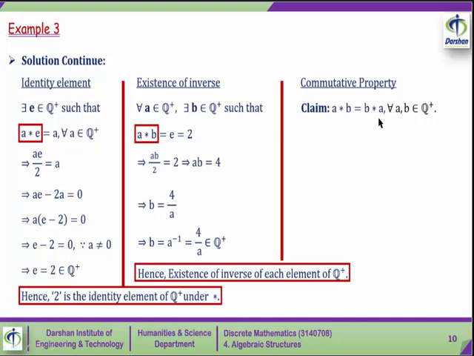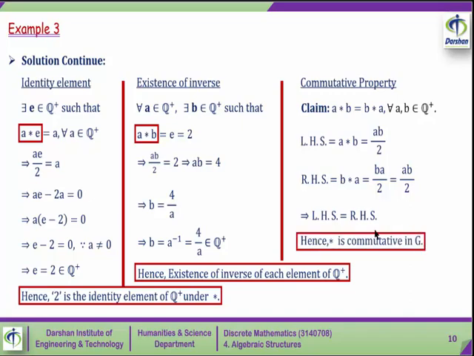This property holds for every A, B from Q plus. Now left hand side, which is A star B, and A star B is nothing but AB by 2. Now right hand side is equal to B star A. So B star A is B into A by 2, which is same as A into B by 2. So here left hand side is equal to right hand side, hence star is commutative in G.